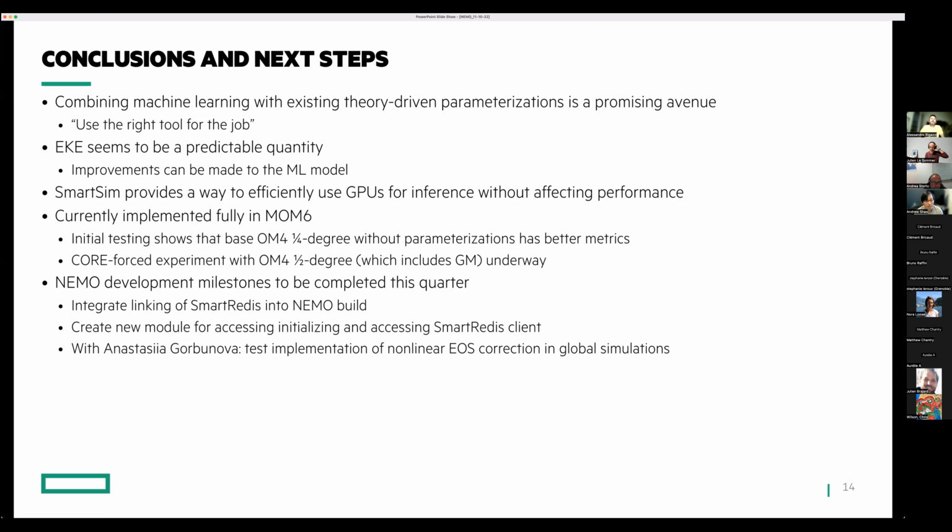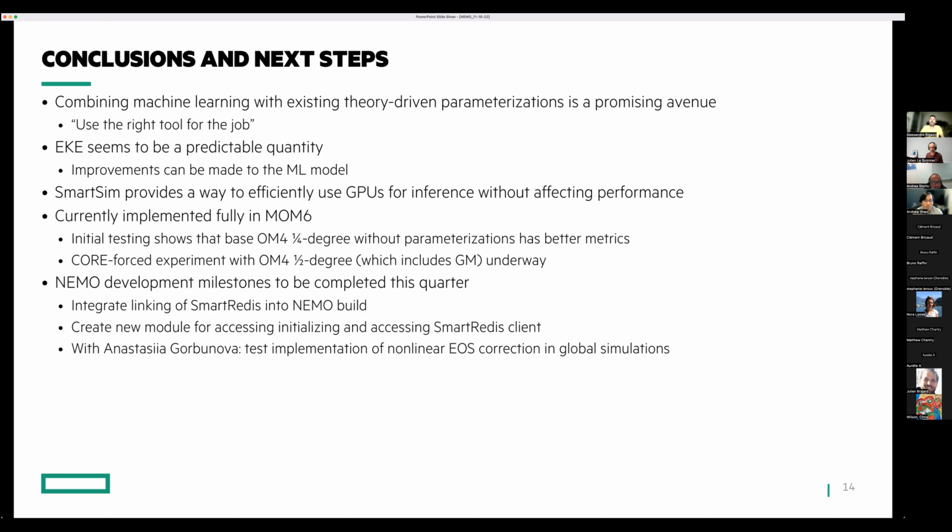The SmartRedis and SmartSim integration has been implemented fully in MOM6. We're part of the main trunk at this point. We're talking with folks in M² Lines, particularly Alistair and his postdoc, about how to more broadly use this within the MOM6 code base. We've done some initial testing, and we find that the base OM4 quarter degree model without parameterization still does overall a better job. So now we're moving to a new experiment where we're testing this machine learning prediction in the half degree model, which does include GM already by default, to see whether the improvement in eddy kinetic energy actually makes the overall simulation more accurate as well.